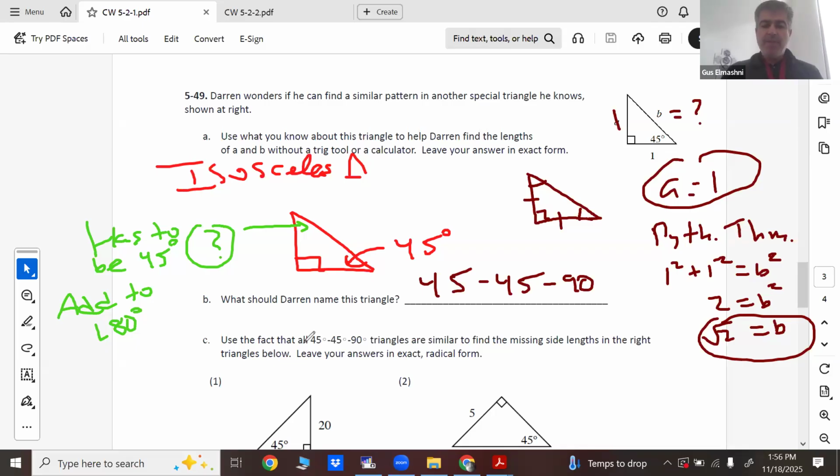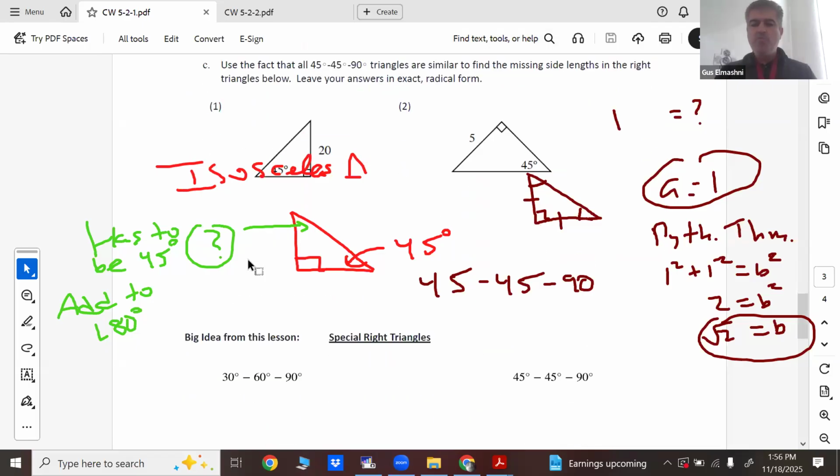So use this fact for all 45, 45, 90 triangles that are similar, because all the corresponding angles are the same. In the right triangles below, leave your answers in exact form. So this will always be true. This actually, I think, is easier than the 30, 60, 90 because you already have two sides the same. And the third side, the hypotenuse, is going to involve some sort of root 2, right? So this should go by pretty fast.